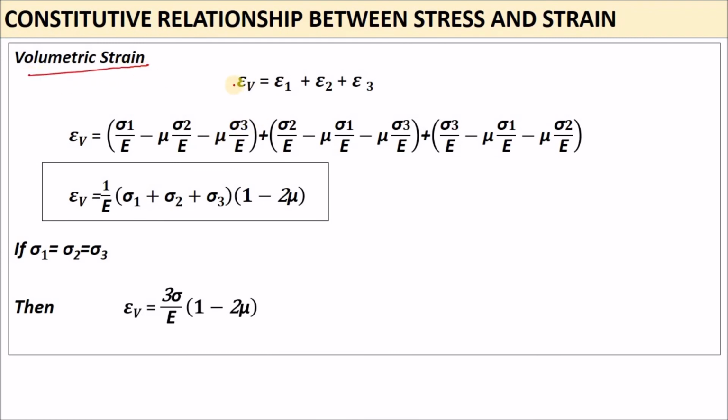Volumetric strain, how can we find out volumetric strain? Epsilon V equal to epsilon 1 plus epsilon 2 plus epsilon 3. If you add all these three here, we are getting 1 by E, if Young's modulus is the same in all directions. This is for isotropic material. If the material is not isotropic, this formula will be something different. Epsilon V, volumetric strain, if sigma 1 equal to sigma 2 equal to sigma 3, then the formula will look like this.